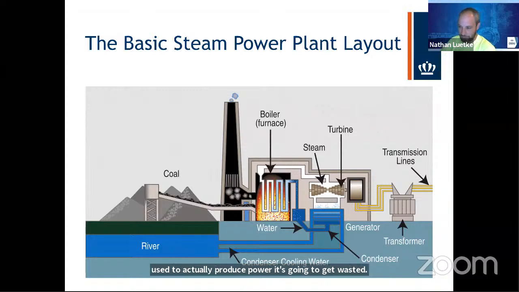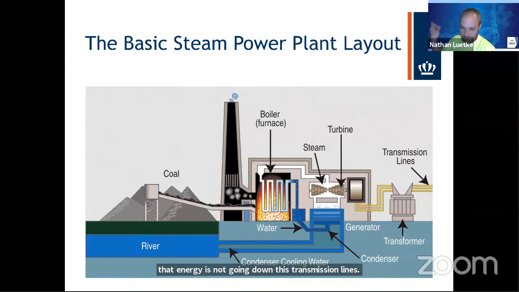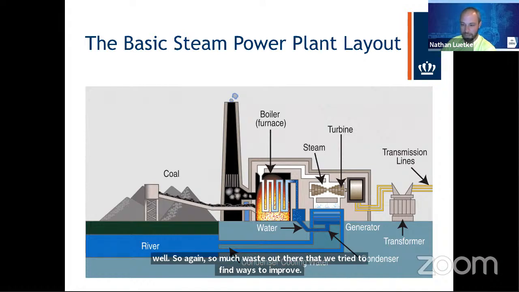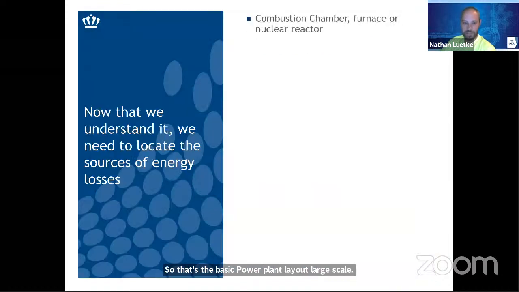So again, that's where this is all going to, because most of that energy is not going down those transmission lines. And then those go into a house and some of that gets wasted as well. So again, so much waste out there that we try to find ways to improve. So that's the basic plant layout, large scale. How do we improve the efficiency and where do those losses arise?